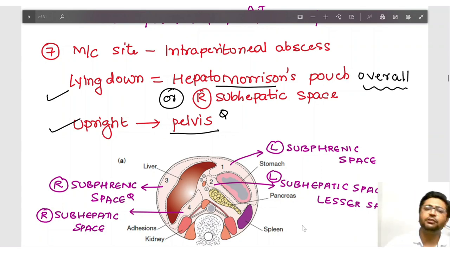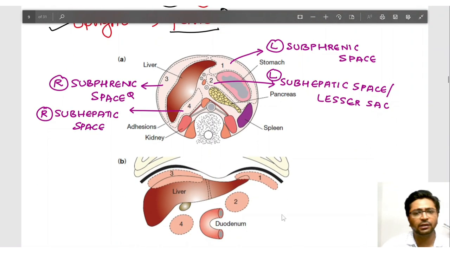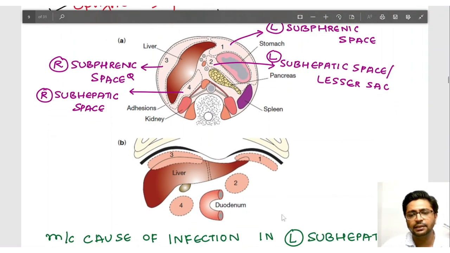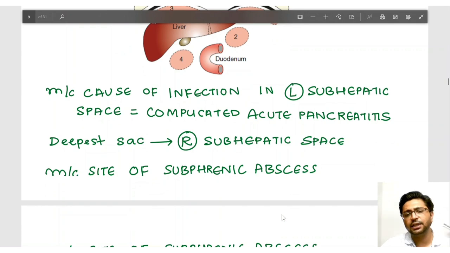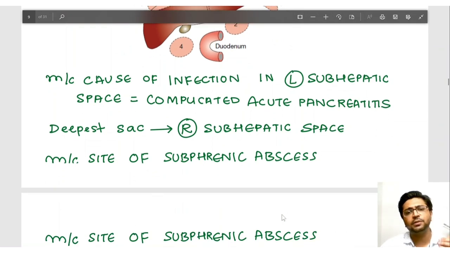So these are the beautiful diagrams which are given in Bailey and Love. You can go through it. They have labeled it. They have explained it. And three important points which I noted in that particular topic are: what is the commonest cause of infection in the left subhepatic space? It is complicated acute pancreatitis.